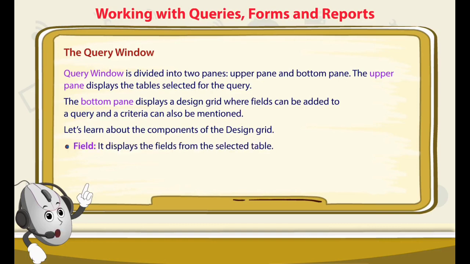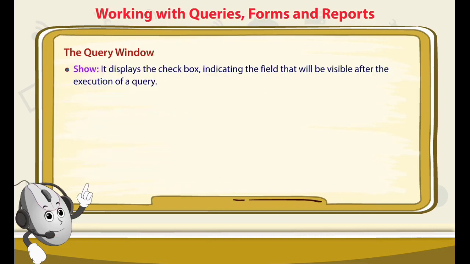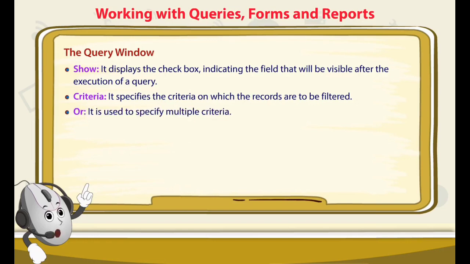Let's learn about the components of the design grid. Field. It displays the fields from the selected table. Table. It displays the name of the table. Sort. It is used to sort the data either in ascending order or descending order. Show. It displays the checkbox indicating the field that will be visible after the execution of a query. Criteria. It specifies the criteria on which the records are to be filtered. Or, it is used to specify multiple criteria.